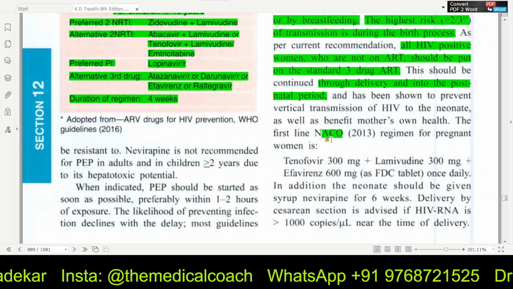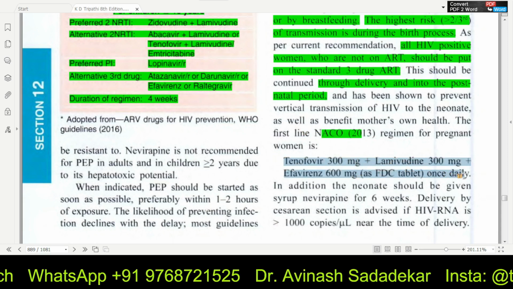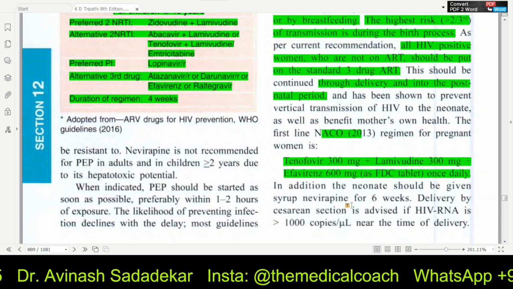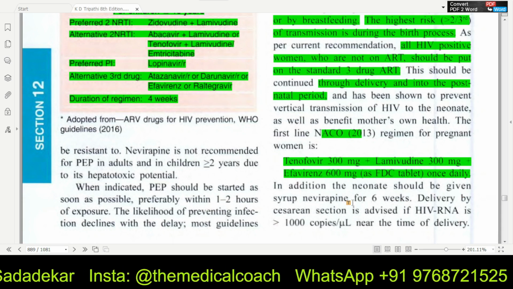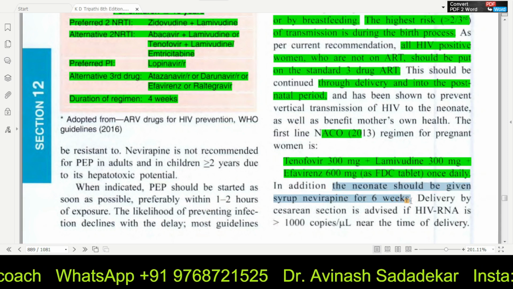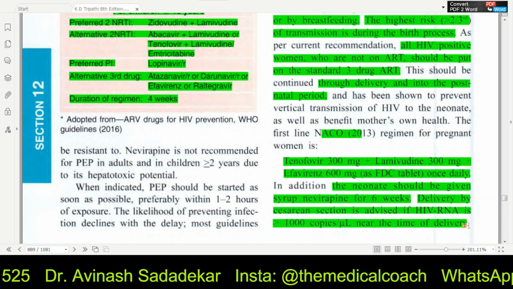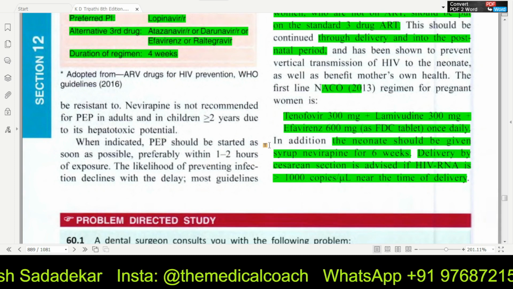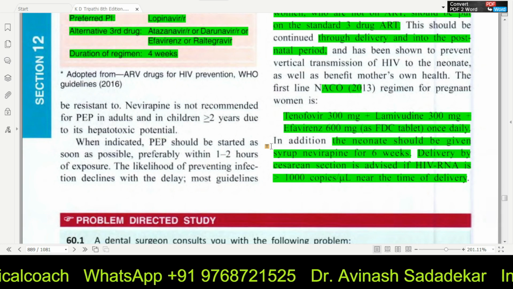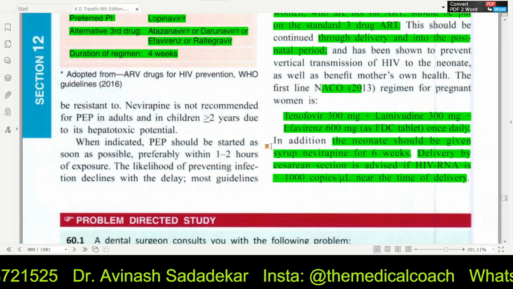So in India, the National AIDS Control Organization, NACO, gives tenofovir, lamivudine and efavirenz as a fixed dose combination single tablet once daily, ideally from the time of detection of HIV. Plus the neonate should be given nevirapine for 6 weeks. And prefer cesarean section, especially if the HIV RNA is higher at the time of delivery, then just deliver by cesarean instead of going by the vaginal route, because while delivering through the vaginal route, the chances of transmission are pretty high.